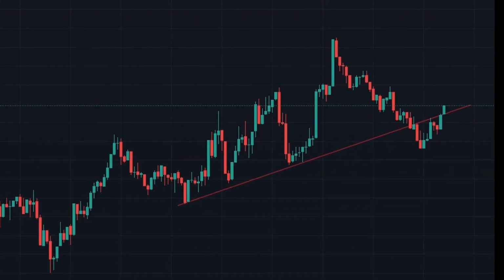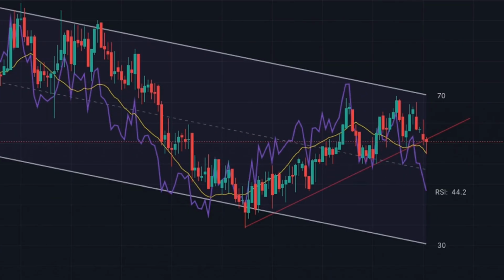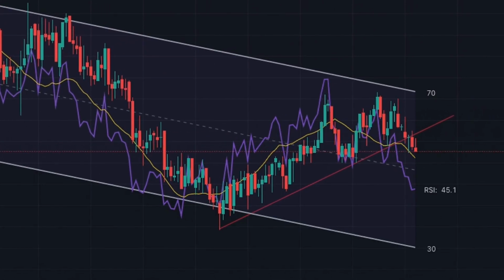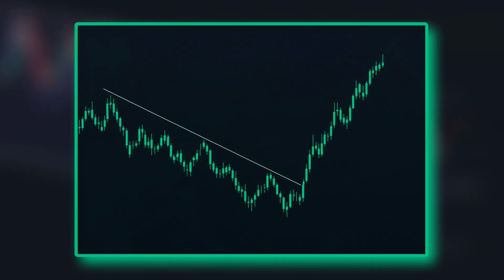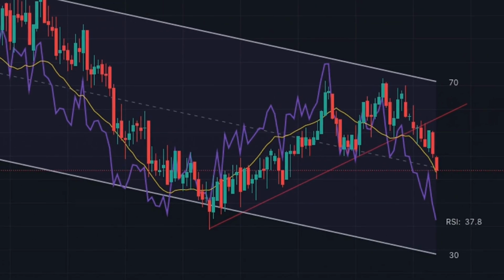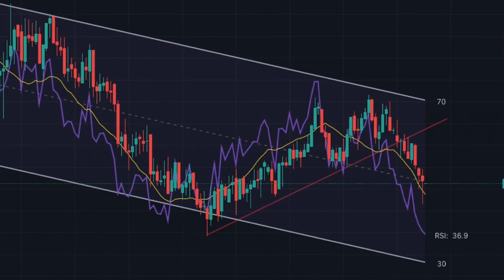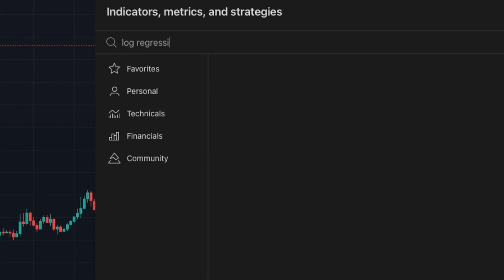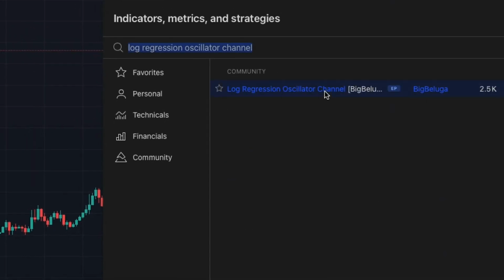Want to filter out fake breakouts and only catch high probability trades? In this video, I'll show you how to combine a powerful trend forecasting tool with a breakout strategy that uses nothing but a breakout and indicator tools. And the best part, you'll learn a precise entry technique using candle closing, so you'll only be entering when the market confirms your direction. The name of this indicator is the log regression oscillator channel.